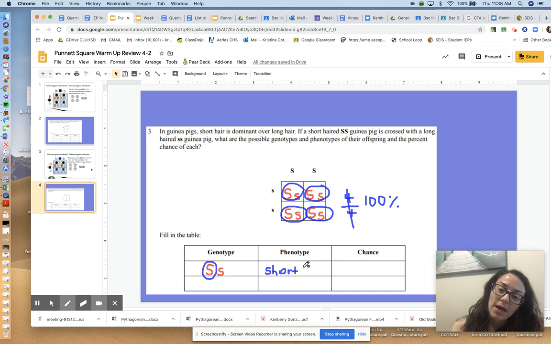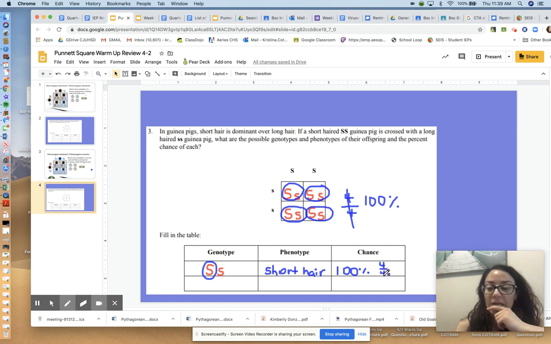Yes. And the percent chance of that happening is what percent? You can say, well, that's a 100% chance. All of the kids are going to have short hair. And that is 4 out of 4.